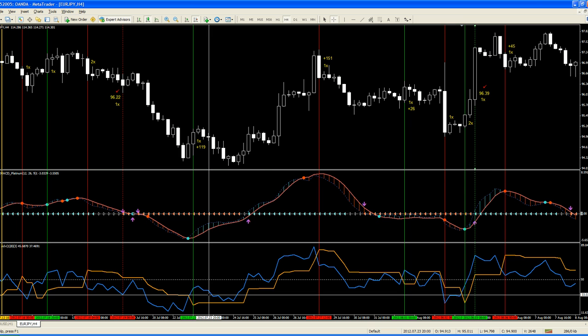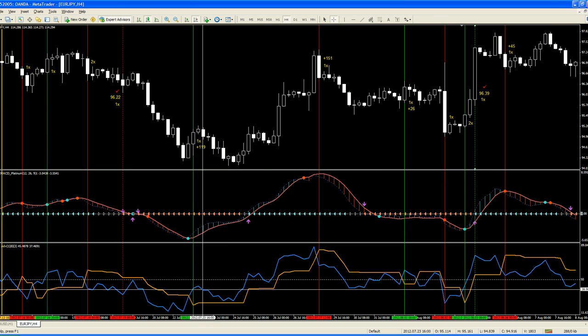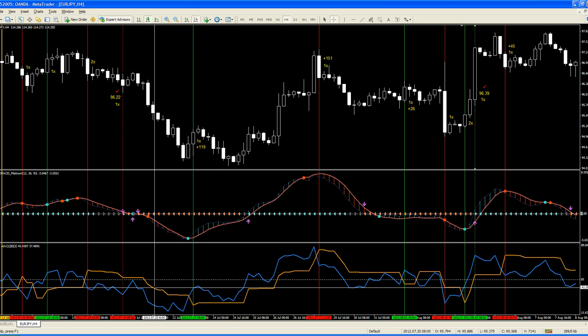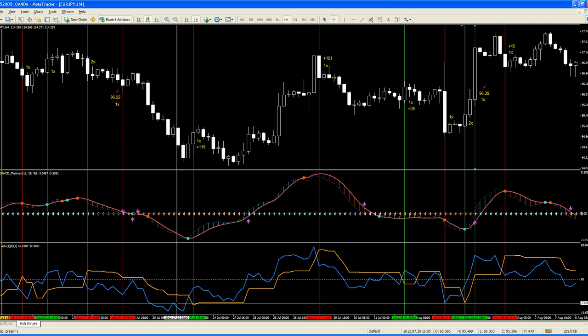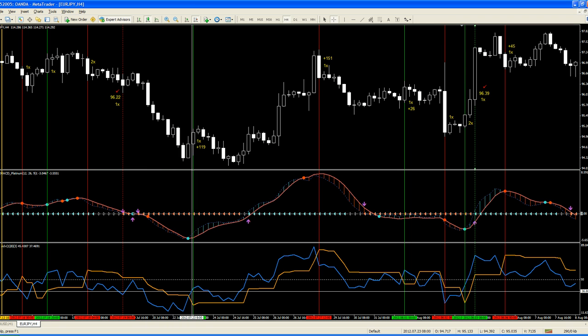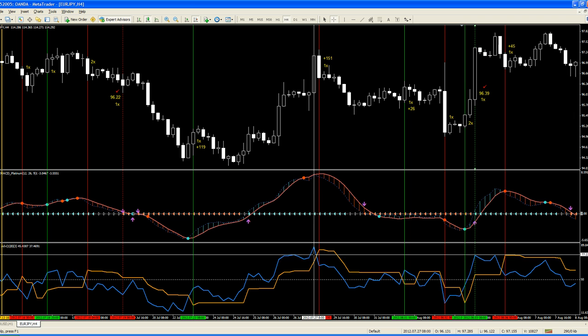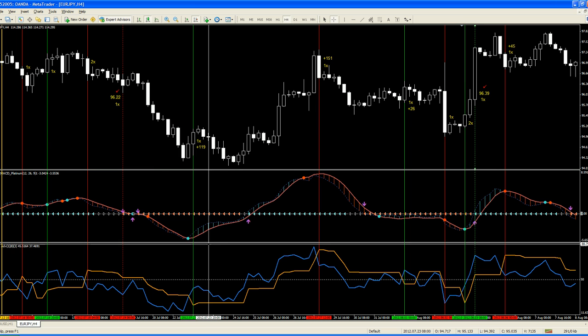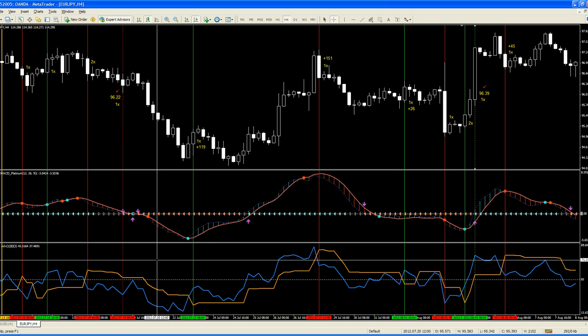This indicator at the bottom is a QQE. I think it's advanced. I'm not even sure what it stands for. You see a blue line and an orange line. When the blue crosses up through the orange, that's basically long, and when the blue crosses down through the orange, that's short. Both these indicators have to be in sync with each other to get a valid signal.